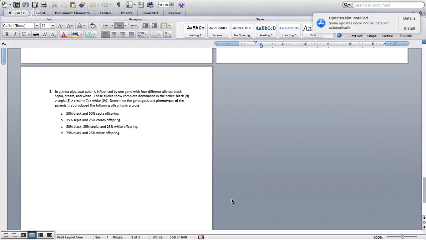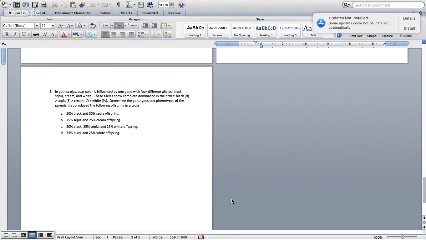C, we have 50% black, 25% sepia, and 25% white offspring. In order for this to happen, we would need a genotype that is capital B, capital W with capital S, capital W. And the phenotypes of those parents will be black and sepia.